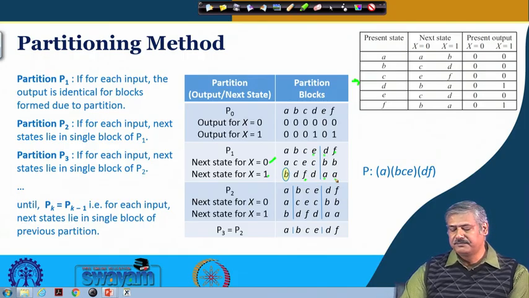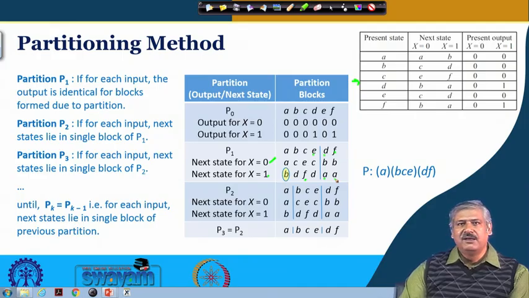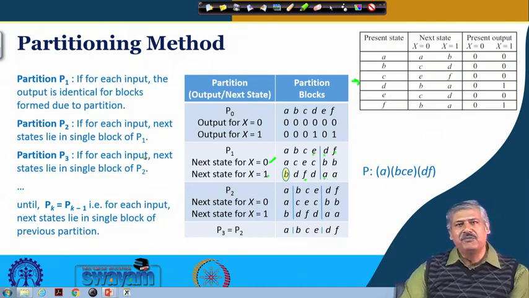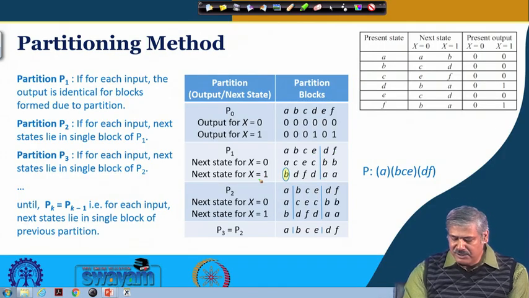Is it fine? Next we examine whether for each input the next state lies in a single block of P1. For each input means x equal to 0 and x equal to 1. For x equal to 0, which is one input, for this particular block, A, C, E, C, all of them lie in the same block of P1.